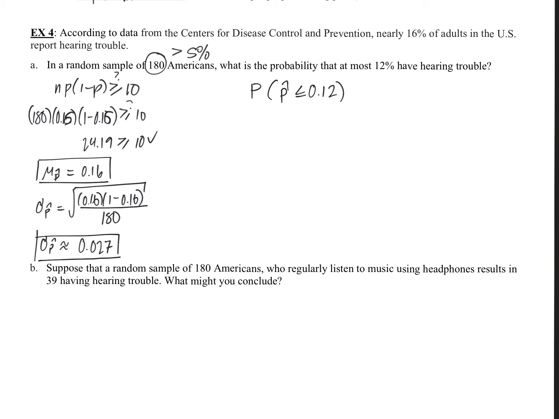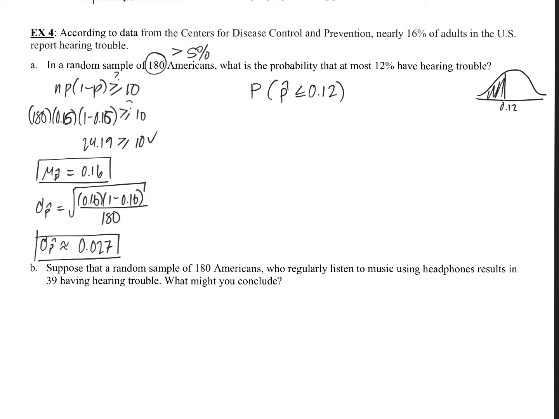Okay, so what do we want to do for this? Well, if we can turn this into a z-score, then we can go ahead and look in our table and find the area to the left. Because remember, the table for z-scores will give us the area to the left, and we're trying to find the area to the left of 0.12.